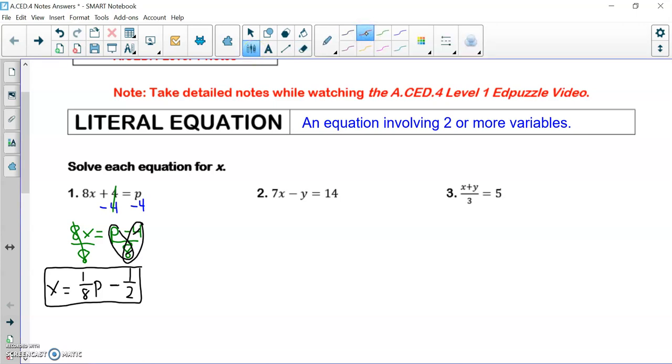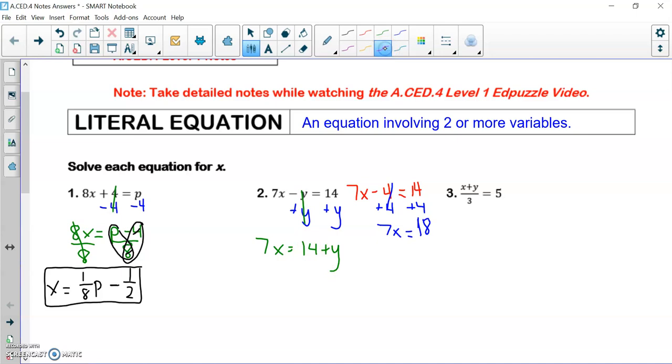Number 2 is very similar to the equation 7x minus, let's just do 7x minus 4 is equal to 14. So these two equations are similar. In the red equation, I would add 4 to both sides, and I'd be left with 7x is equal to 14 plus 4, which is 18. Same on my number 2. On number 2, I'm going to just add y to both sides instead. And I would wind up with 7x is equal to 14 plus y.